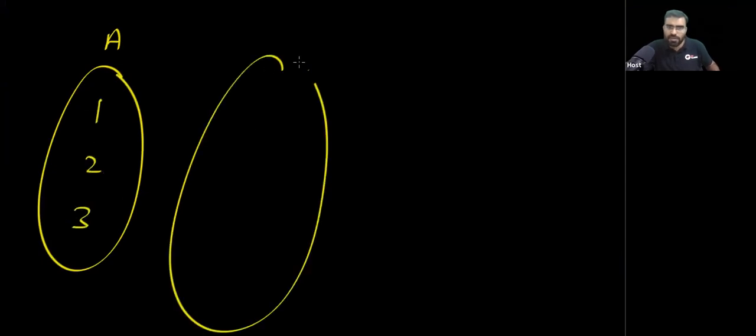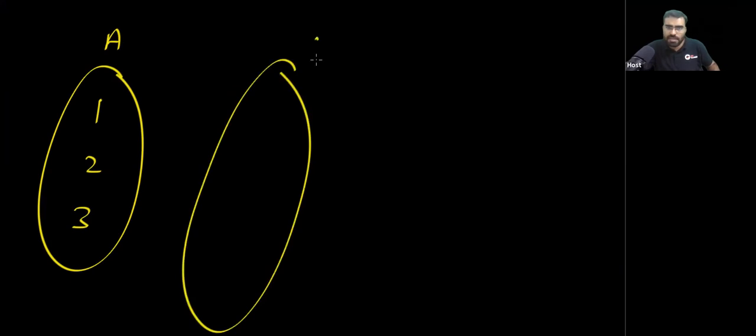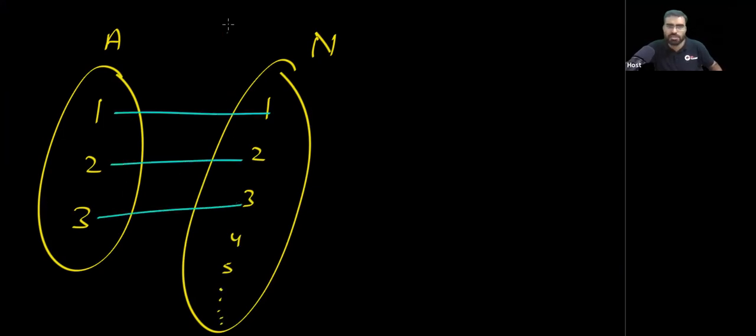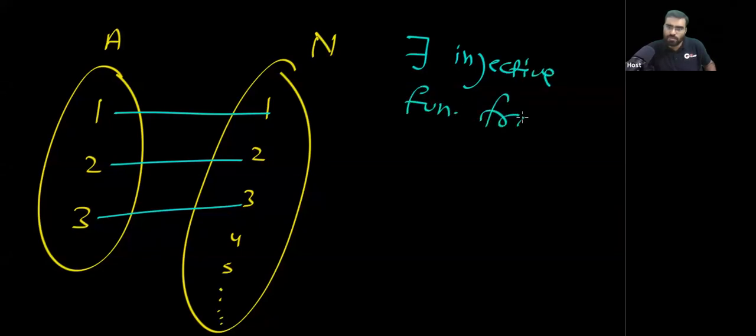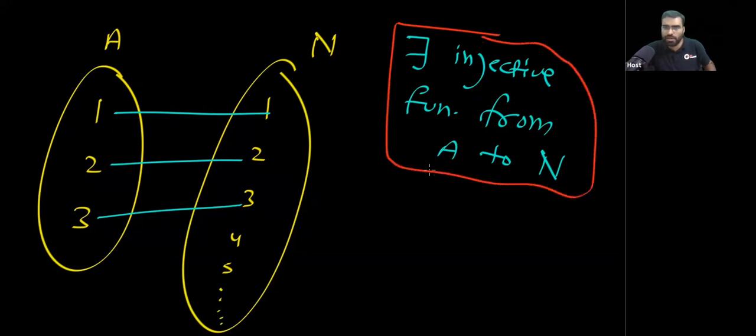For example, very simple point. If I give you this set, and this set, is there an injection? Is there an injection? Yes, this is the injective function. You can notice there exists an injective function from A to N. Yes or no? There exists an injective function from A to N. This means A can be finite also.